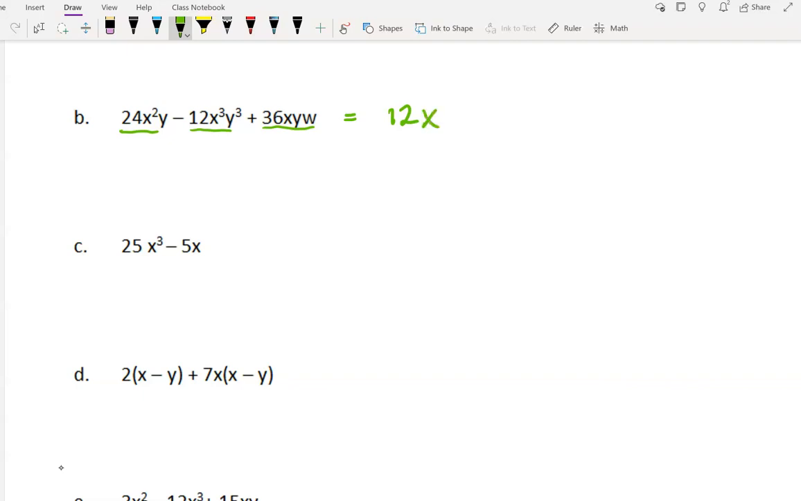Let's look at the y's. Are there any y's in common? Yes, we only have one y in common. That's the greatest common factor. And w's? No, there's no w's in the first two terms. So this is our greatest common factor here.